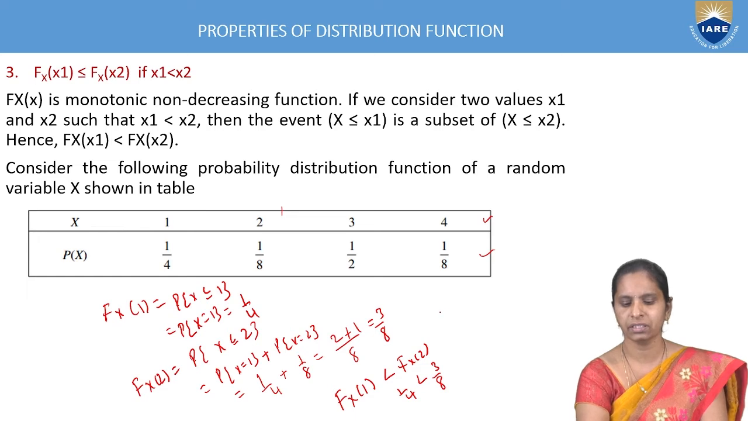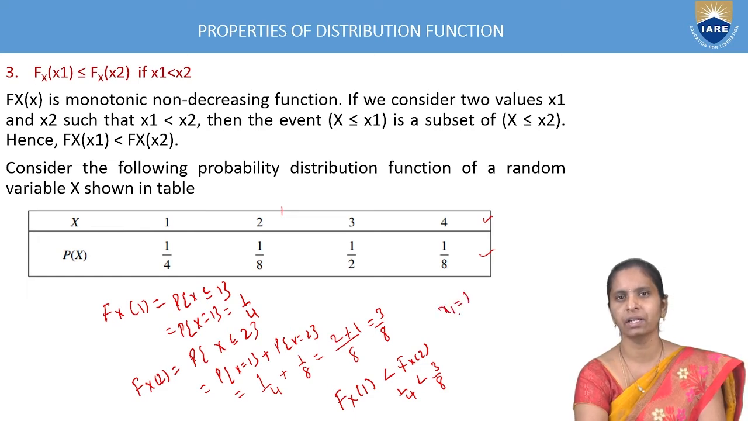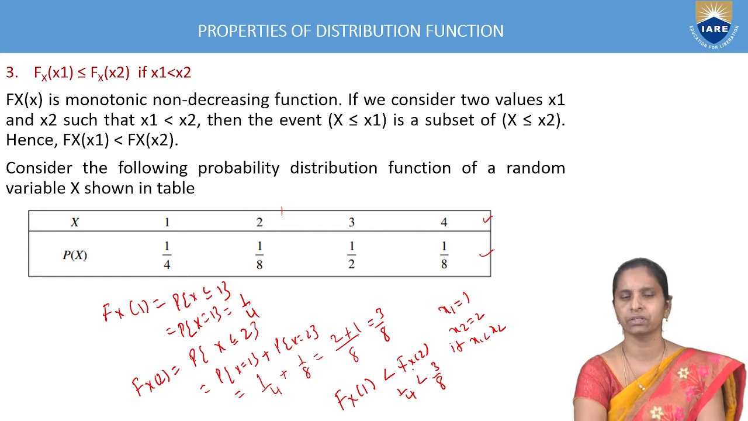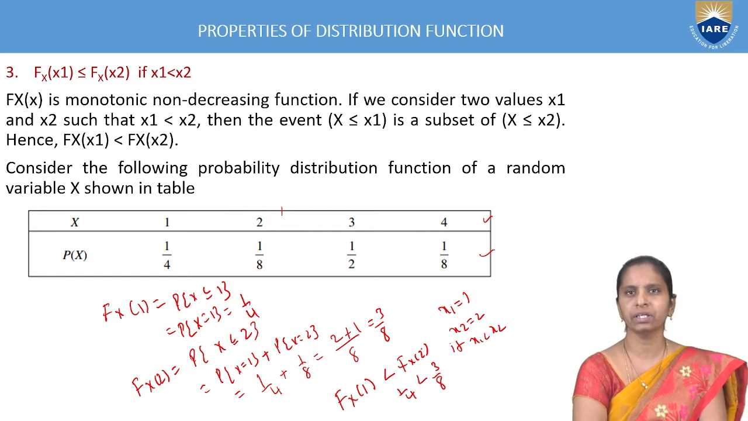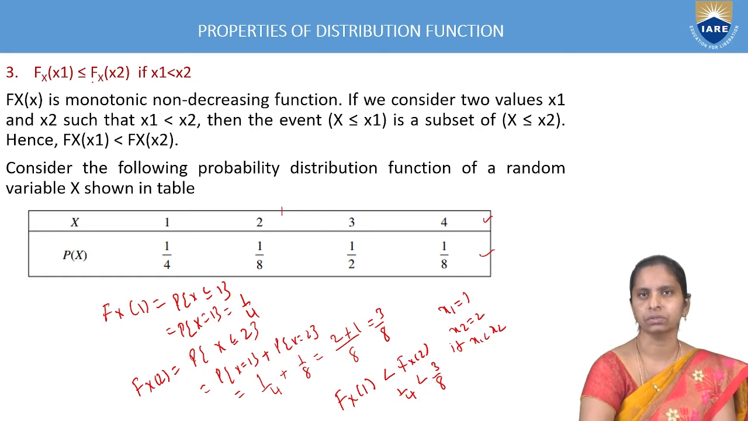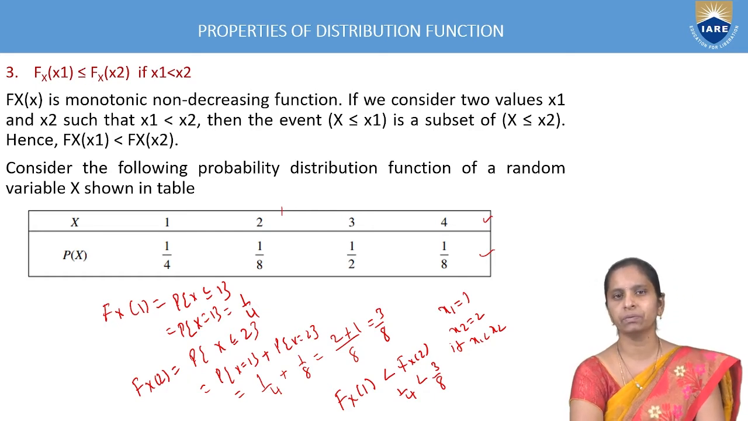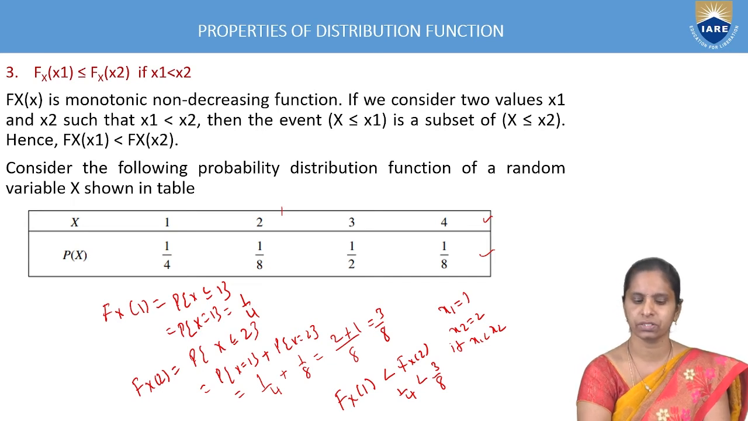So here, what is x1? Here my x1 is 1 and what is my x2 here? 2. So x1 is less than x2. So 1 is less than 2. It means F(x) of 1 is less than F(x) of 2. Now one more thing here, given equal to also. Let us see for what cases you are going to get F(x1) equals F(x2).